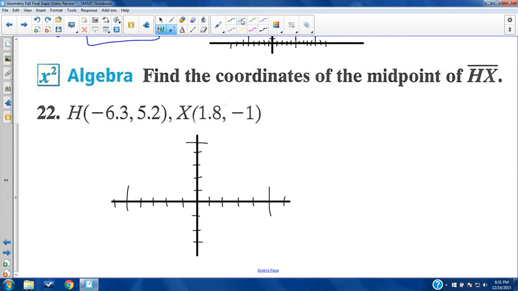So let's go ahead and plot these points here. I have negative 6.3 comma 5.2. Yeah, that's H. And then X is 1.8 comma negative 1. Beautiful. And I need to find the point that resides right in between these two. So I need to find out where's that middle guy.